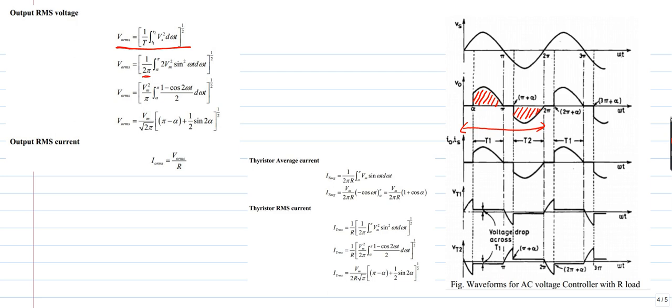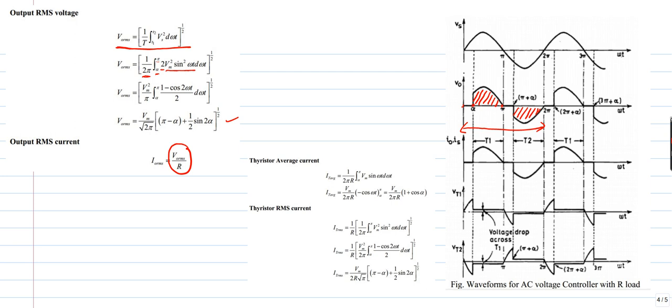This waveform follows half wave symmetry, so I can integrate during the positive half cycle. During this positive half cycle the voltage part is from alpha to pi, so the limits are alpha to pi. Since it follows half wave symmetry, Vm square sin square omega t is the voltage, and I just need to multiply this integration by 2 to get the required RMS output voltage. Now the RMS output current is the ratio of RMS voltage to the resistance.